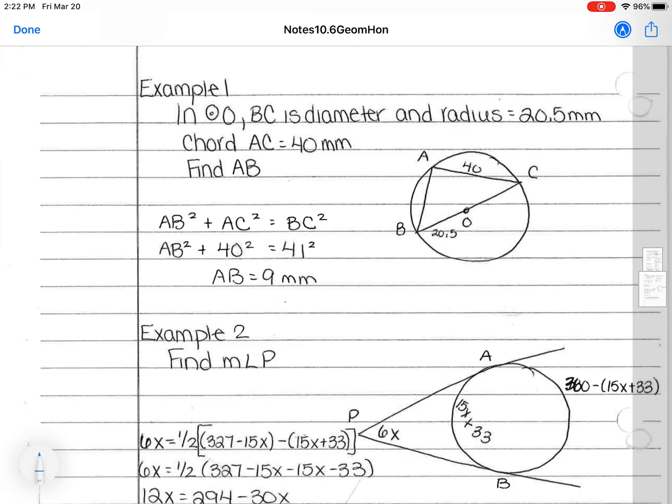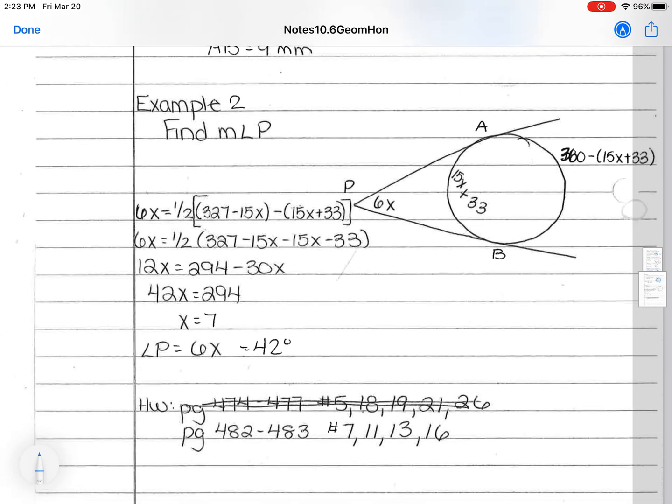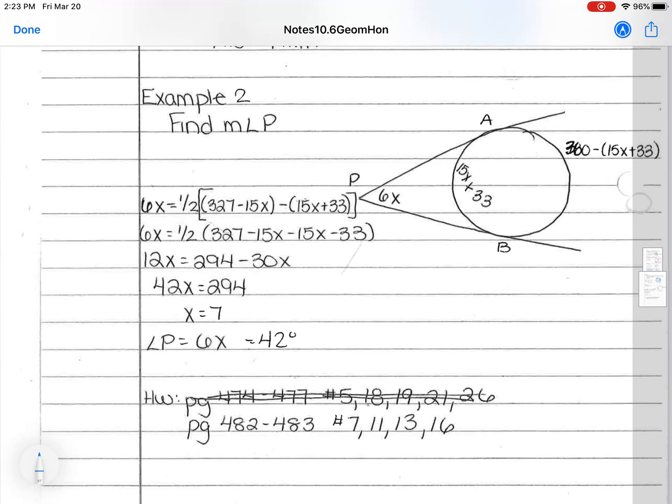All right, continuing with some of the examples here. So it says in circle O, BC is a diameter and radius 20.5. Chord AC is 40, and we want to find AB. So first thing you need to recognize, A is an inscribed angle. It is on the circle itself. It is made up of the diameter, which means the diameter cuts the circle in half, 180. Therefore, the connection to make is that this is a right angle. If the radius is 20.5, then this is 20.5, giving us 41, and we can use the Pythagorean theorem to get our AB value, which is left over.